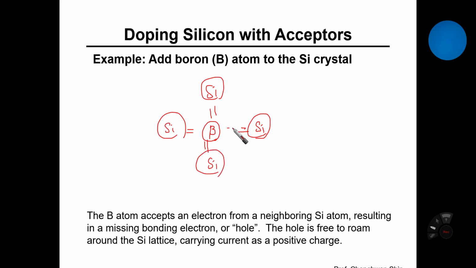Okay, then as I told you, boron comes from column 3 in the periodic table, so the total number of outermost electrons is 3. 1, 2, 3. Then here, this electron comes from silicon, but boron doesn't have any more outermost electrons. So this state is empty, vacant.